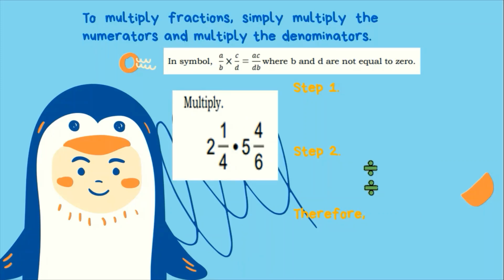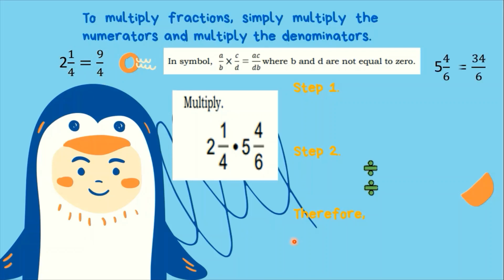Another example, this time we will be multiplying mixed fractions. Bago tayo mag-proceed dun sa ating ginawa kanina na multiplication of fractions, we have to convert or express these mixed fractions into improper fractions first. 2 and 1/4 is equal to 9/4 when converted to its improper fraction form. Paano nakuha yung 9/4? 2 times 4 is 8, plus 1, kaya naging 9. Then copy the denominator, which is 4.